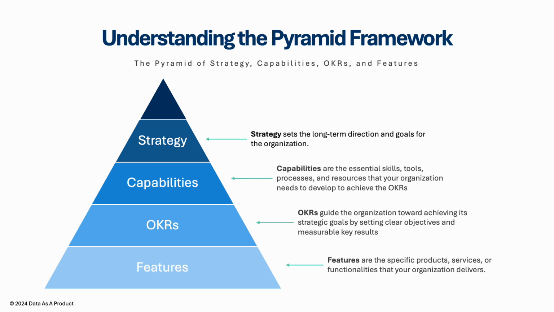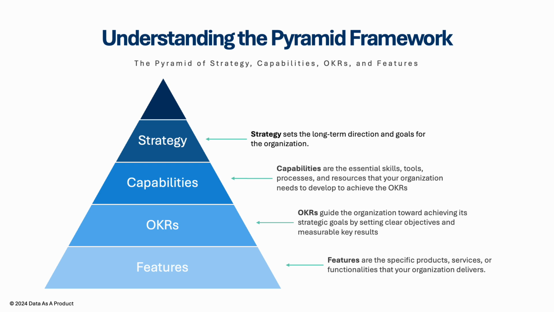Above OKRs, we have capabilities. These are the essential skills, tools, processes, and resources that your organization needs to develop in order to achieve OKRs. The role of OKRs is crucial here. They identify the gaps in your current capabilities and highlight where investment or development are needed. For example, if an OKR is to improve data accuracy by 20%, this OKR may unlock the need to enhance data governance capabilities or invest in better data processing tools.